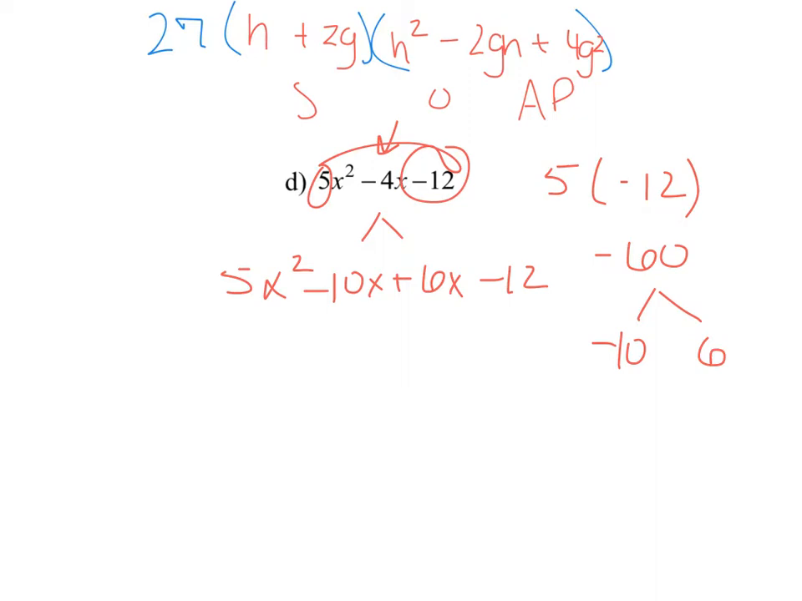And then it just turns into factor by grouping. I split this down the middle. I get 5x and x minus 2. I'm going to pull out a 6 here because that's my GCF and get x minus 2.